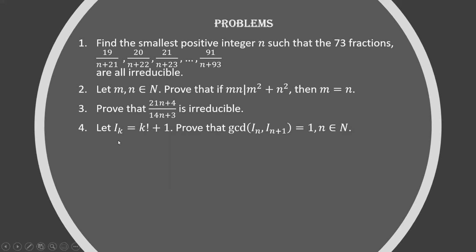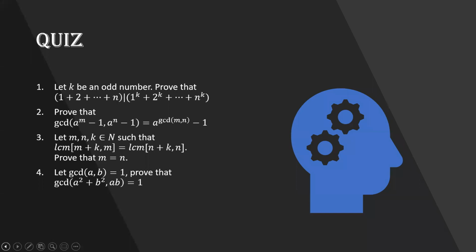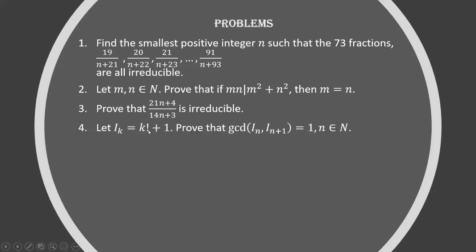And the next one, the fourth problem, is: let I_k denote k factorial plus 1, which is I_k equal to k factorial plus 1. So you have to prove that the greatest common divisor of I_n and I_(n+1) is equal to 1. So this is the given: I_k is equal to k factorial plus 1. Prove that GCD of I_n and I_(n+1) is equal to 1.